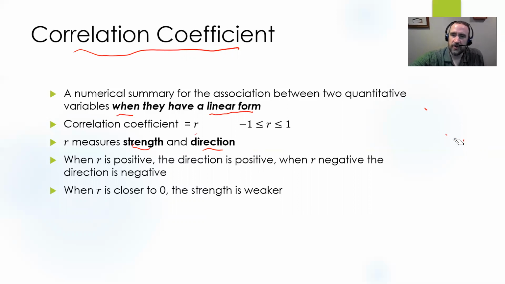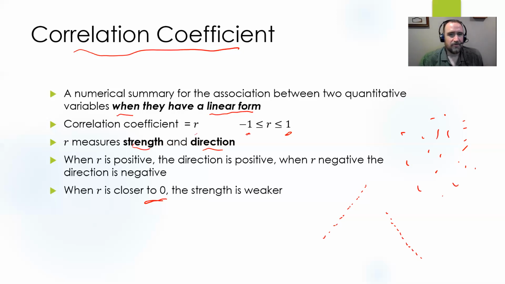So that's pretty straightforward. The strength is also not very hard to understand. When R is closer to 0, the strength is weaker. So if my dots are scattered more all around, all over the place, that's going to give me a correlation closer to 0. In contrast, if I have dots that are very, very close to a straight line, that's going to be closer to +1. Or if it's close to a straight line going downhill, that's going to be really close to -1.